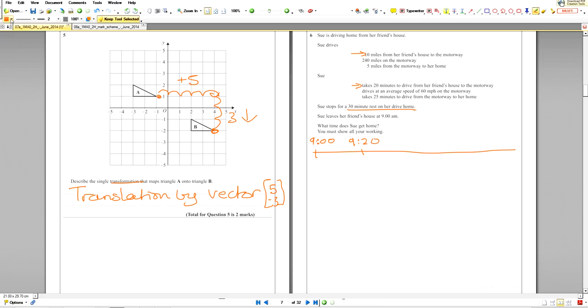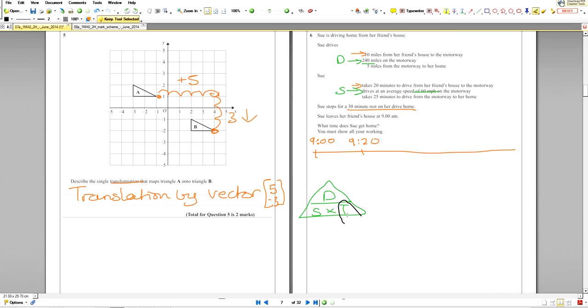Now the next part of the journey, which is this part here, 240 miles, it tells you here she drives at an average speed of 60 miles per hour. So these two pieces of information are connected. So we need to think about speed. Speed equals distance divided by time. SDT. Now, we need to work out the time that it takes to cover 240 miles at 60 miles per hour. They're giving us distance, and here they're giving us a speed. So we know the distance and speed, we've got to work out the time.